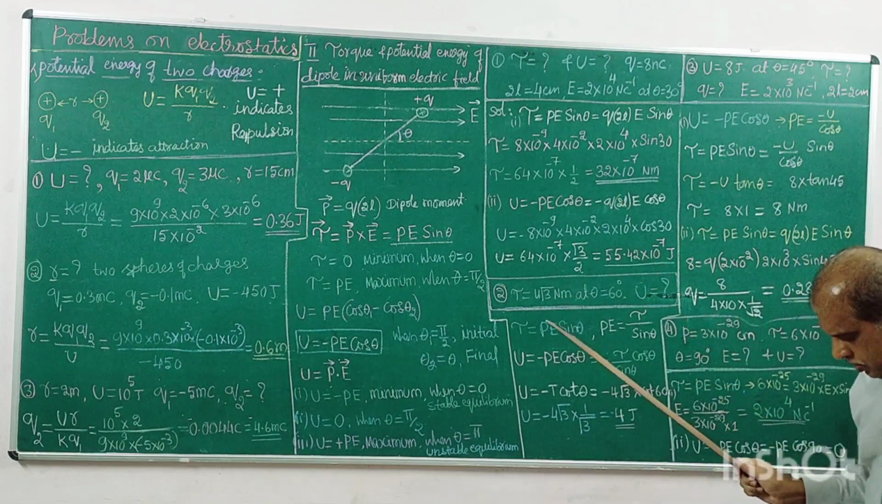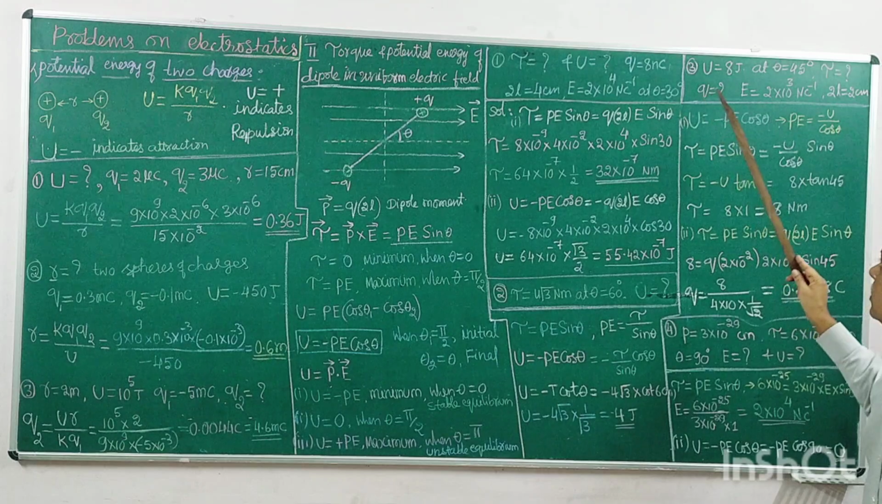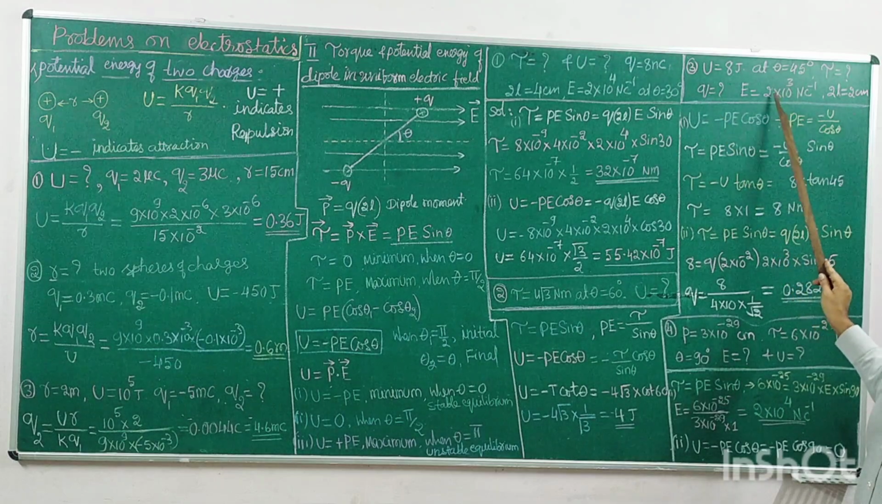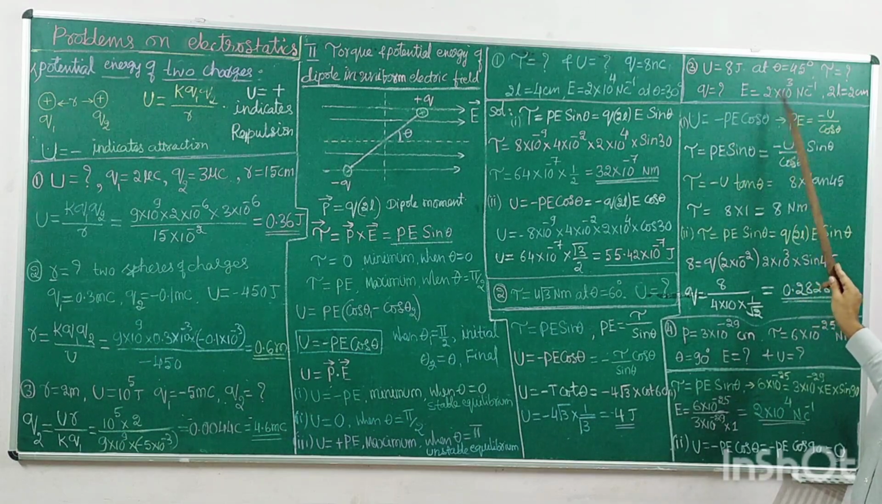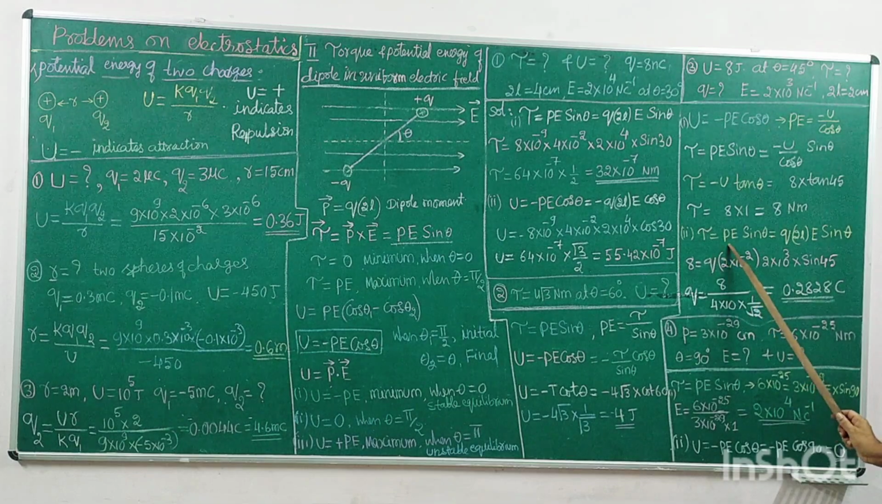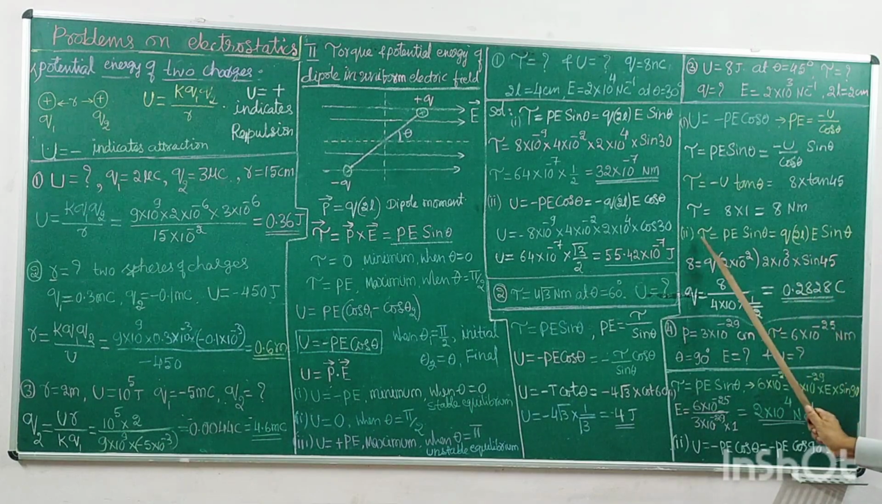But in the problem, we have one more. Calculate the magnitude of the charge and the dipole, given this electric field and the distance of separation of the two charges. You can use any one of the equations like this. T is equal to P sin theta. Substitute for P, Q into 2L. Here substitute for them in this equation. This value is calculated. Write this value.